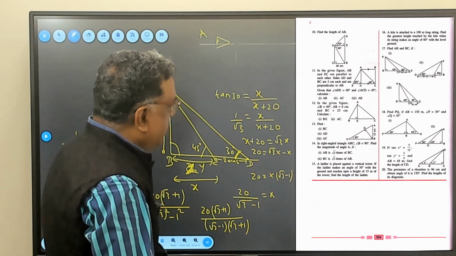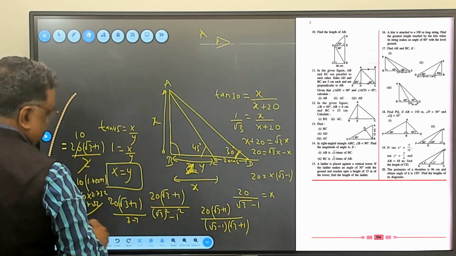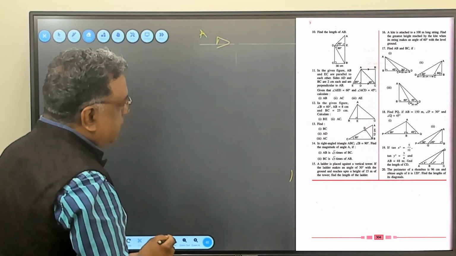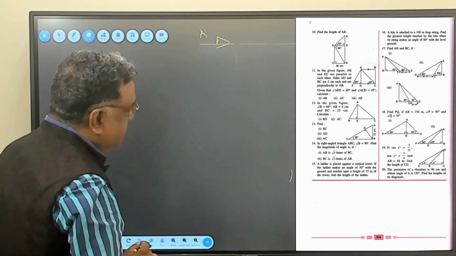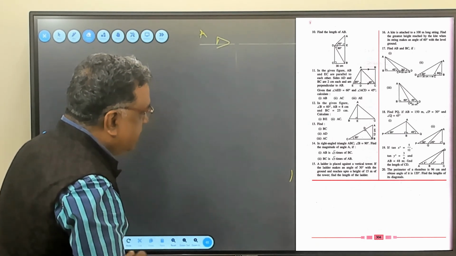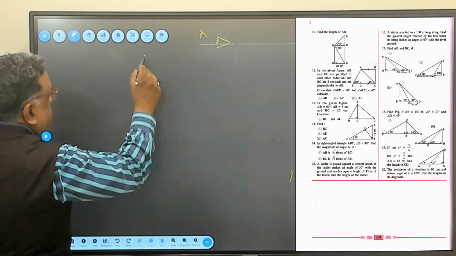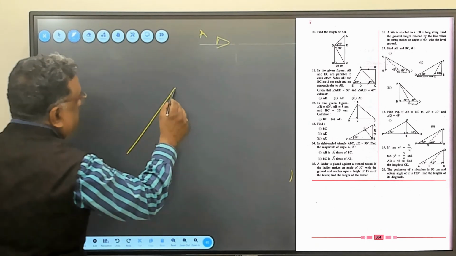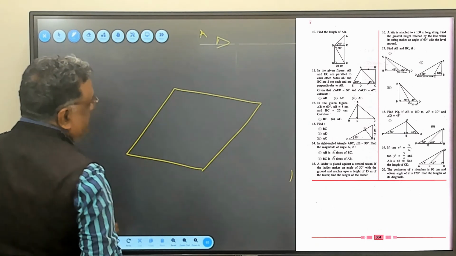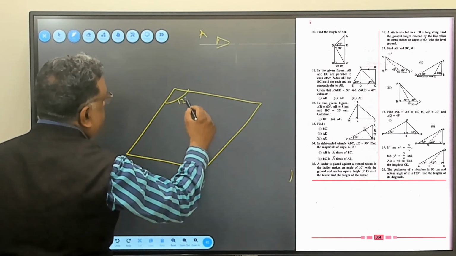Let's try to do one last sum, 20th one. The perimeter of rhombus is 96 centimeters and obtuse angle of it is 120 degrees. Find the lengths of its diagonals. Interesting sum. So let us say this is what has been given to us. Now the obtuse angle is this, which is 120 degrees.